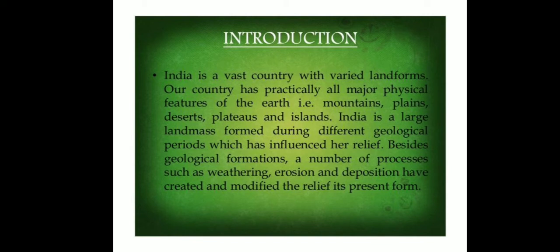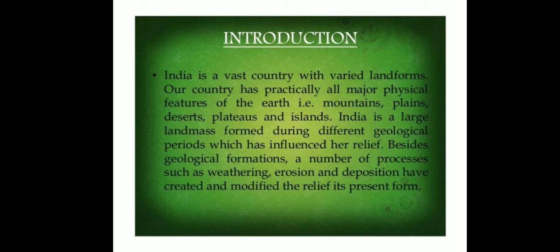India is a vast country with varied landforms. That means there are different types of landforms in our country. Our country has practically all major physical features of the earth. That means in our country, somewhere we have mountains, plateaus, deserts, then plains, and islands.